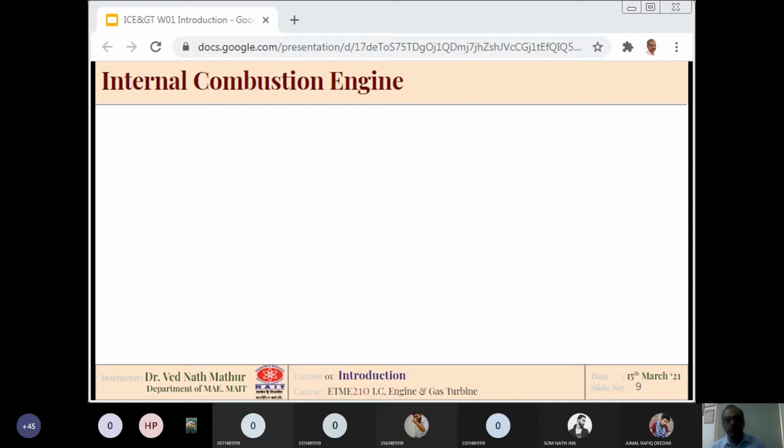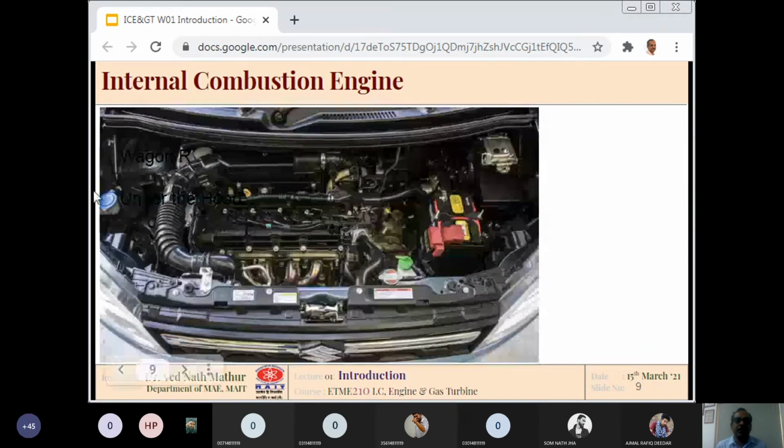So let's go to the IC engine portion of the syllabus. Have you ever opened the bonnet of a car or bike to look at the engine which sits inside? The basic working principle of an engine, whether it's a car engine or a bike engine, is the same. I've got a Wagon R, so I have a photograph of this engine. If I open the bonnet, it looks something like this.